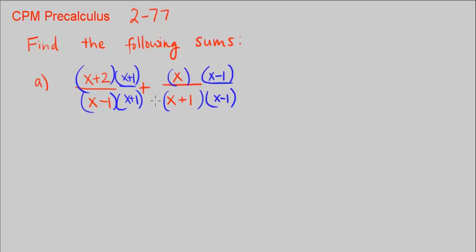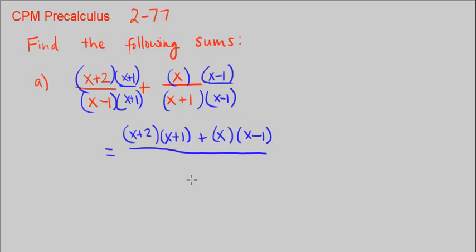So when we do that, that's equal to x plus 2 times x plus 1 plus x times x minus 1, all over, now that they have a common denominator, x minus 1 times x plus 1. So the rest of this problem is just simplifying this expression. Let's go ahead and simplify this first. I'm going to do FOIL.